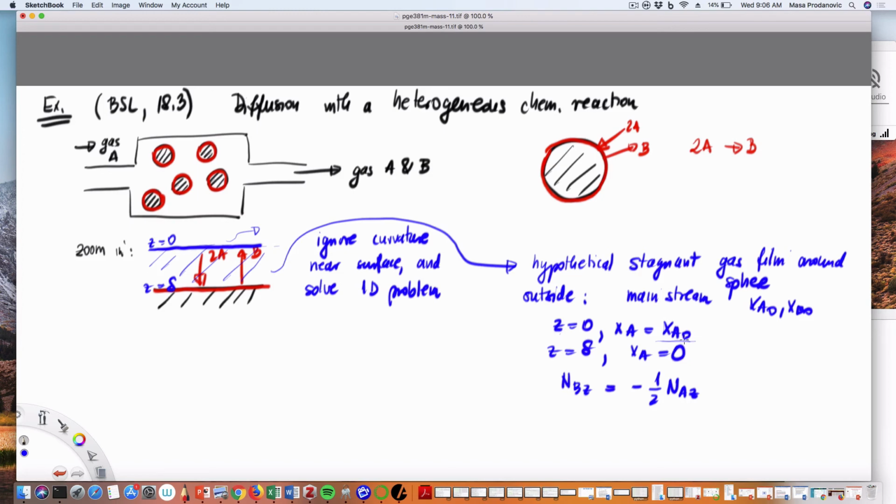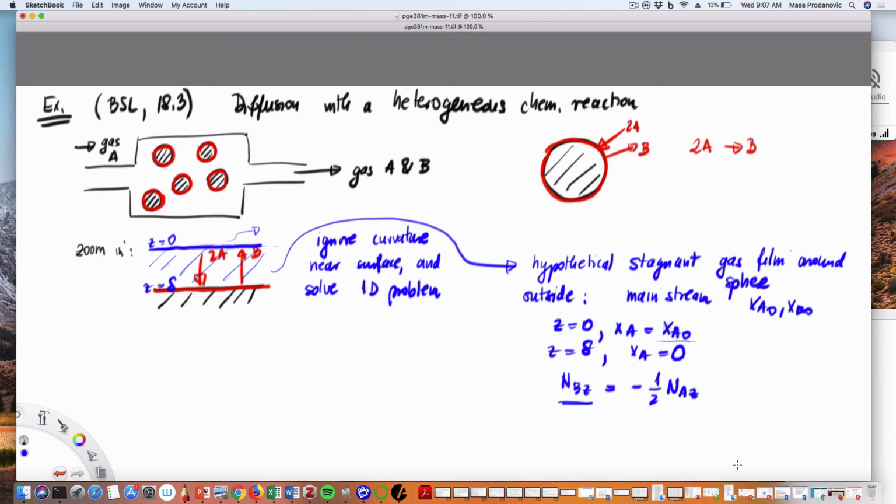But outside of the sphere, velocities are larger, and those basically manage to take everything away and maintain a certain concentration XA0. And then at z equal to delta, XA instantaneously gets converted to B, as in on the time scale of the process, that's happening really fast compared to everything else. So XA is 0. Those are my boundary conditions. And what I know about the fluxes here is that NBZ, the flux of B overall, is opposite of the flux of A, and it's 1/2 of it, because these are molar fluxes, and 2 moles of A get converted into 1 mole of B.